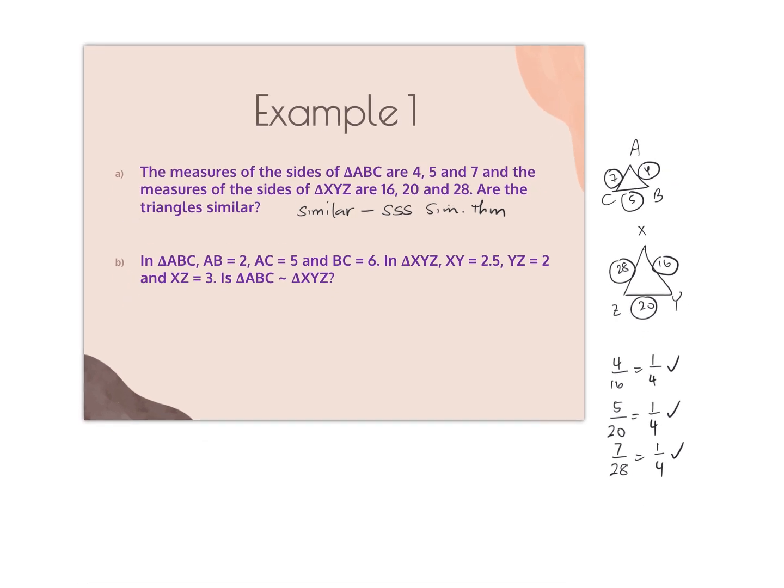In the second example, it says in triangle ABC, so let me go over here again. Let me do A, B, and C. And then again, I've got X, Y, Z, which appears to be a little bit bigger. And it says that AB is 2, AC is 5, and BC is 6.